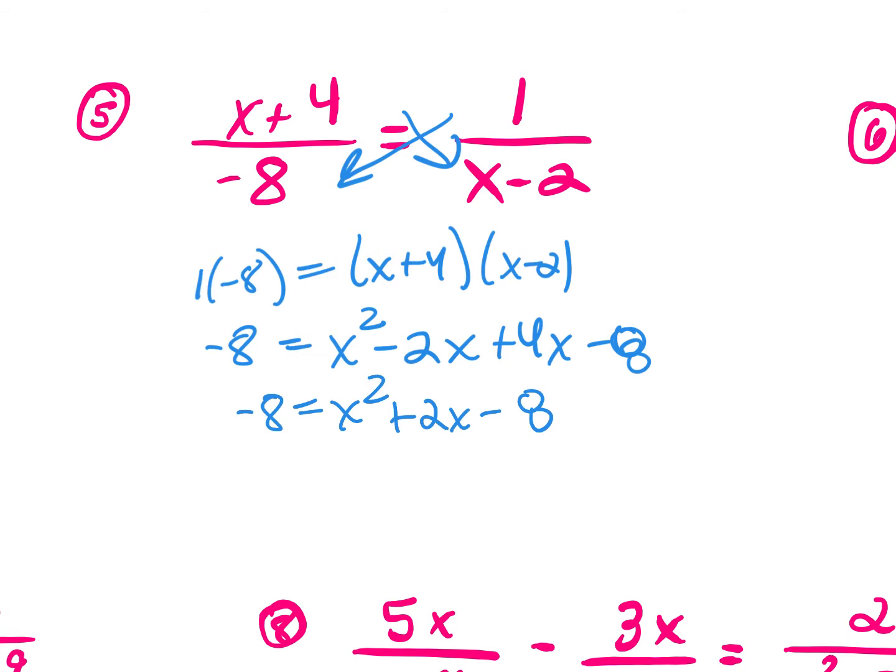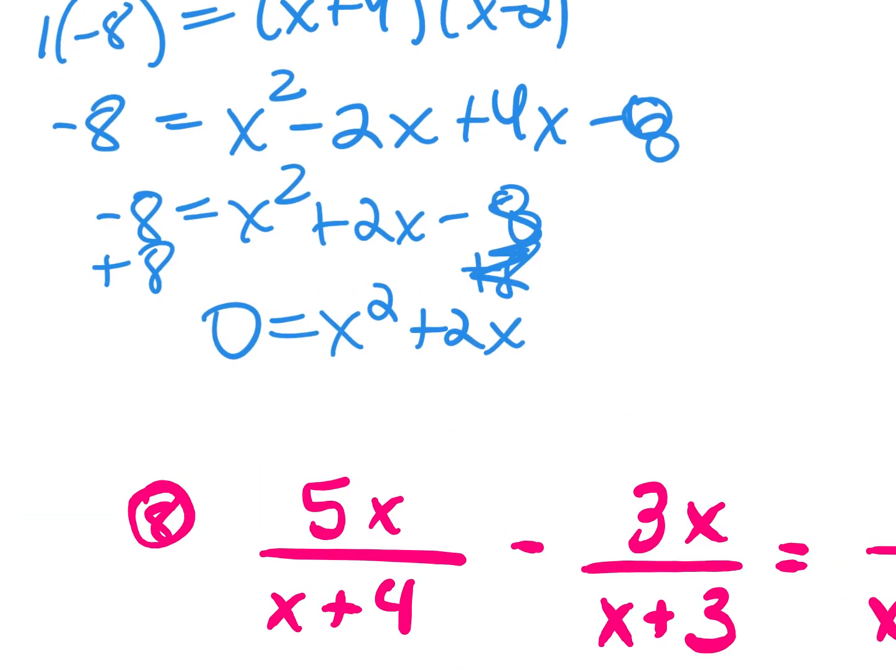Since we have a quadratic, we're going to move everything to one side, set equal to 0. So I have plus 8 on both sides. I'm left with 0 equals x squared plus 2x. My 8's cancel out. And now we'll factor. What can you take out of both x squared and 2x? Well, I'm going to take out an x, and I'm left with x(x + 2) equals 0.